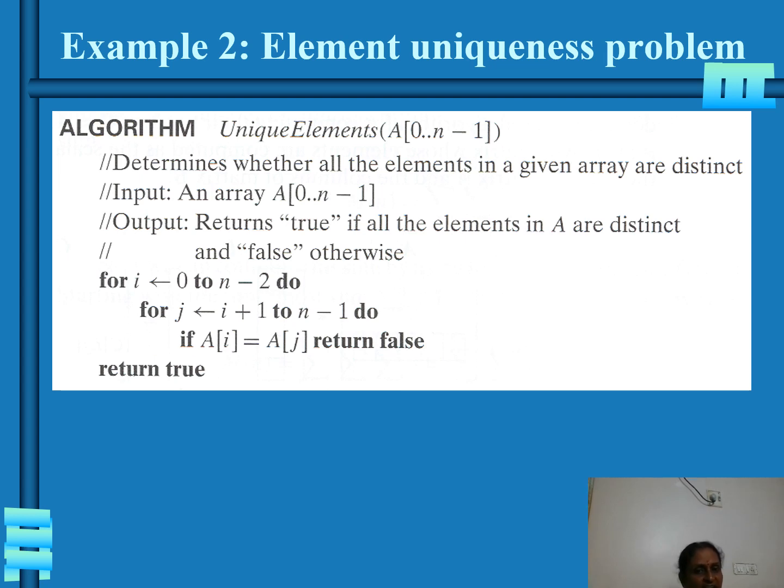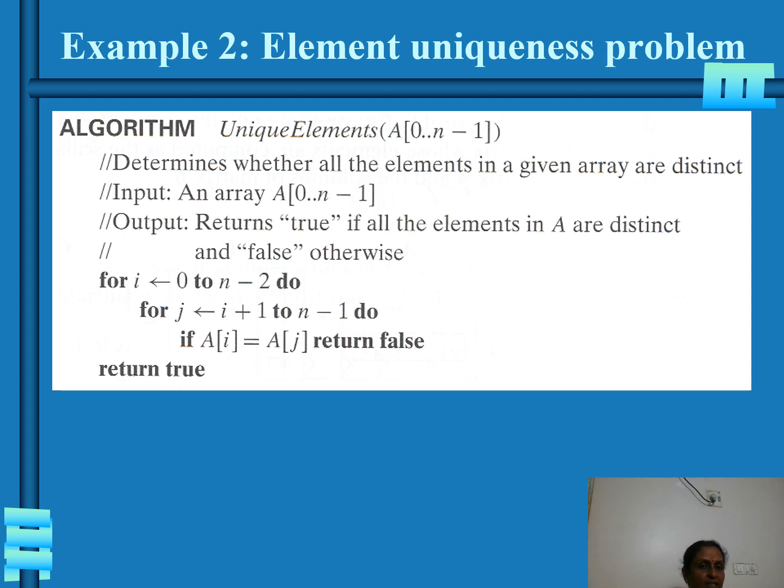The core idea behind this algorithm is that you take the first element of the array, then check whether that element is present in the remaining positions of the array, from the second, third and so on until the last element. Then you take the second element and check whether it is repeated from the third position or fourth position and so on, to the last position. Then you take the third element and compare it with the fourth, fifth and so on, up to the last element.